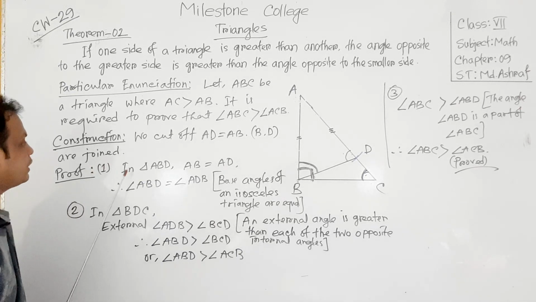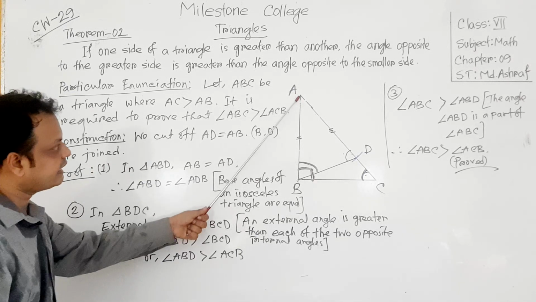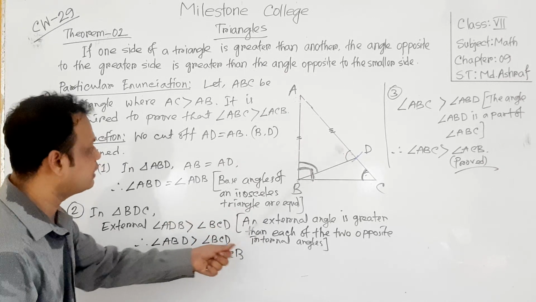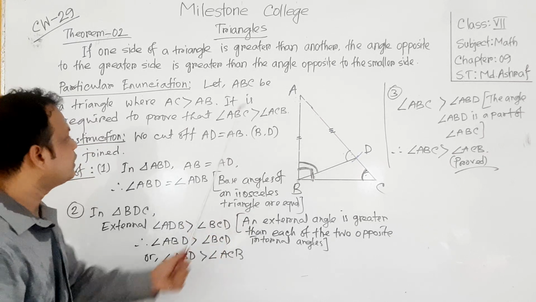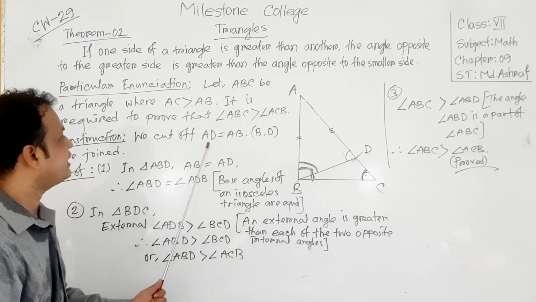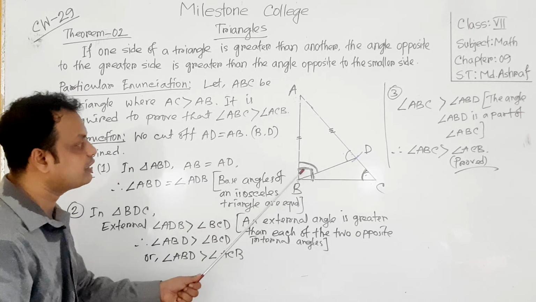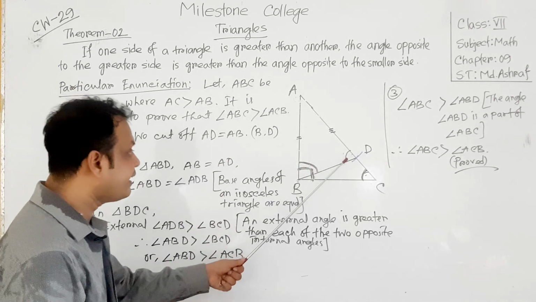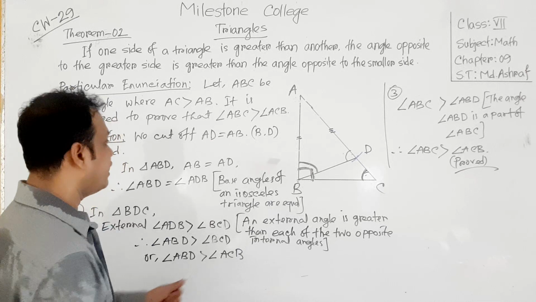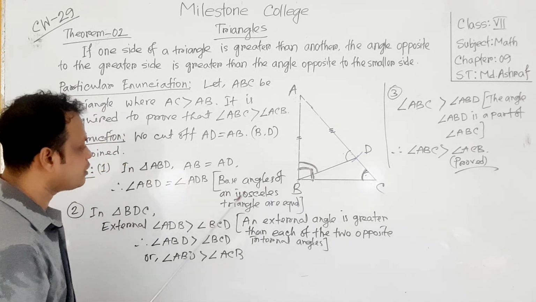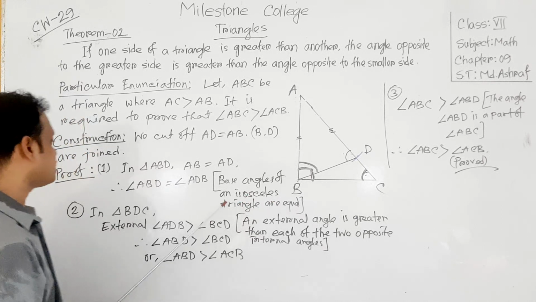Then in the proof, part 1: at first consider triangle ABD. Here AB and AD are equal, as we have constructed. If two sides are equal, then their opposite angles will be equal. As it is an isosceles triangle, angle ABD equals angle ADB. Base angles of an isosceles triangle are equal.